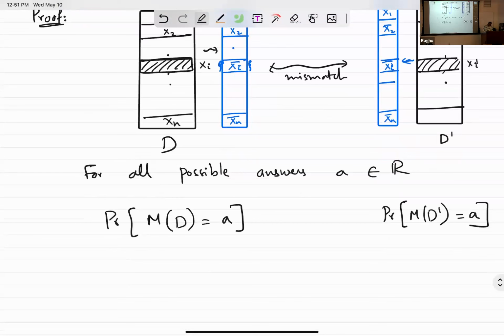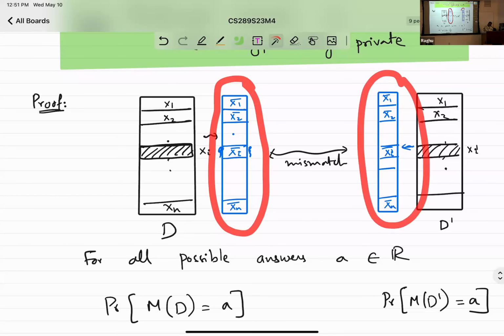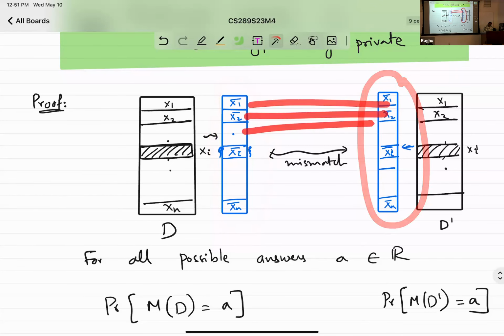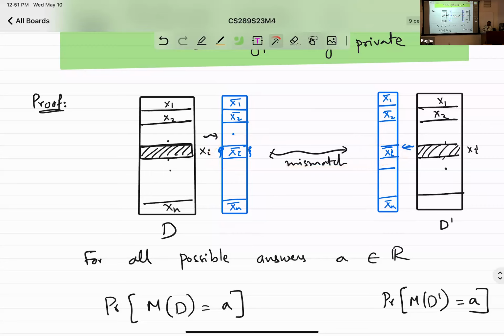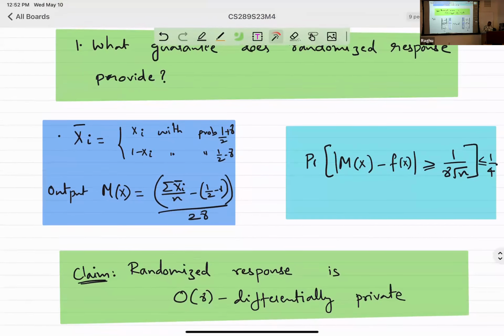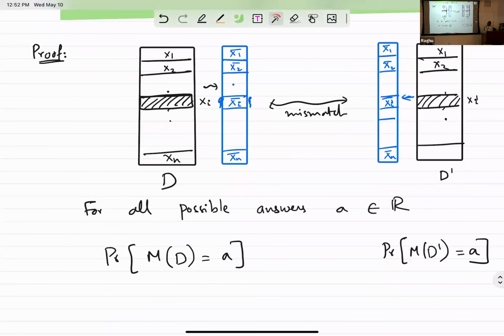So how can I compare these two probabilities? Any suggestions? I'm outputting something based on this and based on this. They are essentially the same in all the coordinates except in the ith coordinate. They only differ in one coordinate, right? Yeah. Are we restricted then back to 0? Yeah, I mean, randomized response, we defined it only for 0 or 1, right? Then the probabilities are just at 1. Exactly, right? So I think it makes perfect sense.